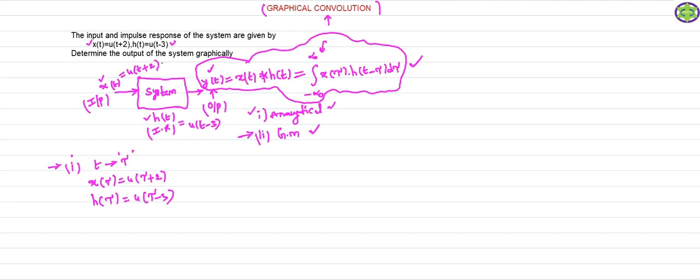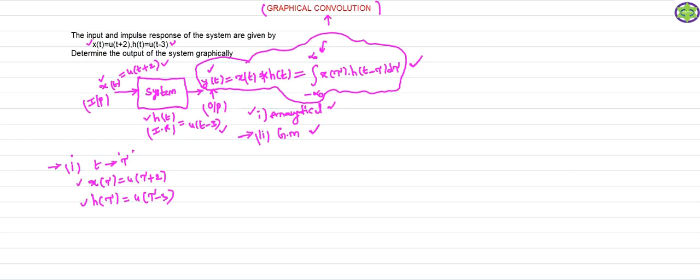Here x of t is given, and also h of t is given. So x of t is u of t plus 2. When you replace t by tau in this equation, we will get x of tau. Similarly, we will get h of tau after replacing t by tau. So h of tau is u of t minus 3. So I just replace t by a dummy variable in step 1, and for this you plot the corresponding graphs for x of tau and h of tau, because this is a graphical method.